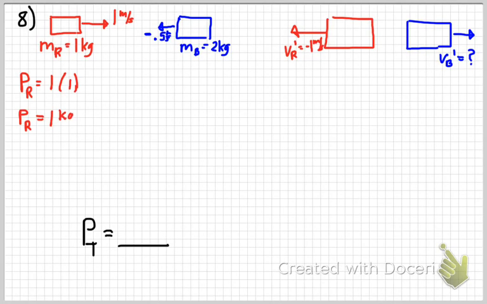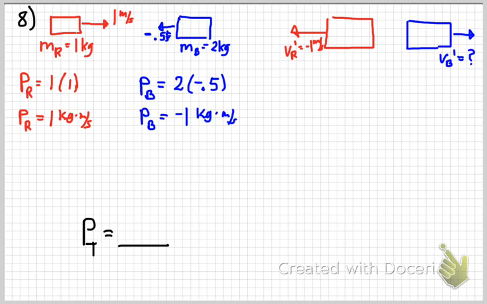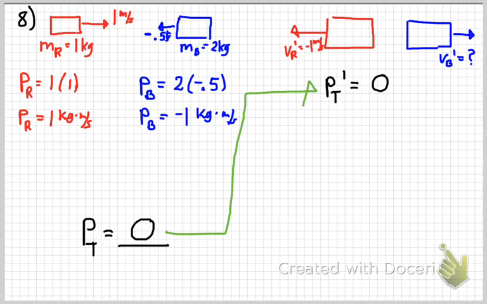So when you do that, you get the momentum of the red car to be 1 kilogram meter per second, and the momentum of the blue car to be negative 1 kilogram meter per second. So when you add 1 and negative 1, you get the total momentum to be 0. That's a perfectly legitimate number. Don't be scared of 0. That just means that they have the same momentum but in opposite directions. Our total momentum after the collision would also be 0. Again, momentum is being conserved. So this number here and this number here have to be the same.